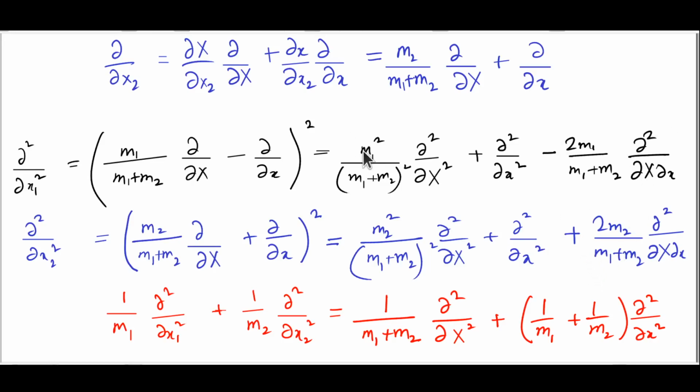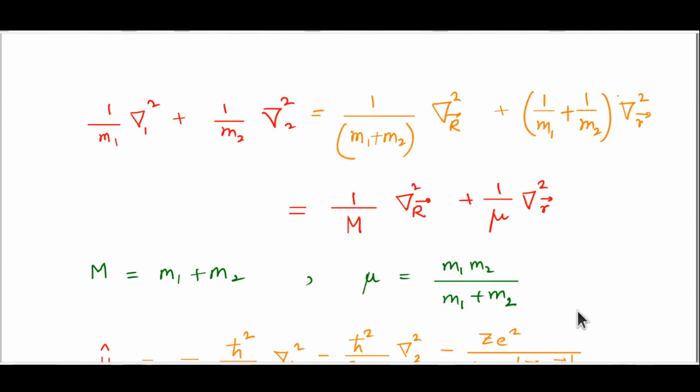This one will contribute m1 by m1 plus m2 whole square. This one will contribute m2 by m1 plus m2 whole square. When you add them up, you just get a single 1 by m1 plus m2. And del 2 del small x2 square will have a 1 by m1 plus 1 by m2 combination in front, which should be a very familiar quantity from your studies in classical mechanics.